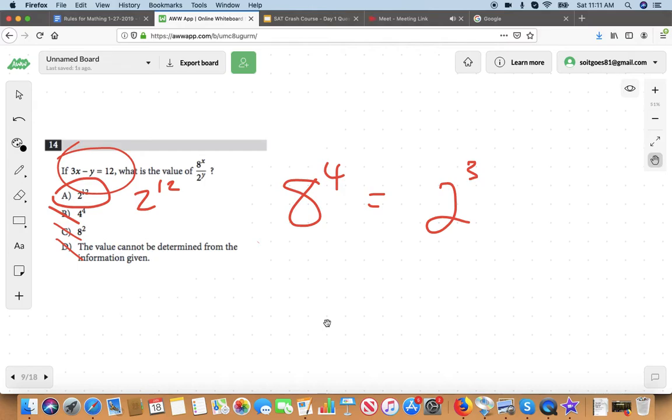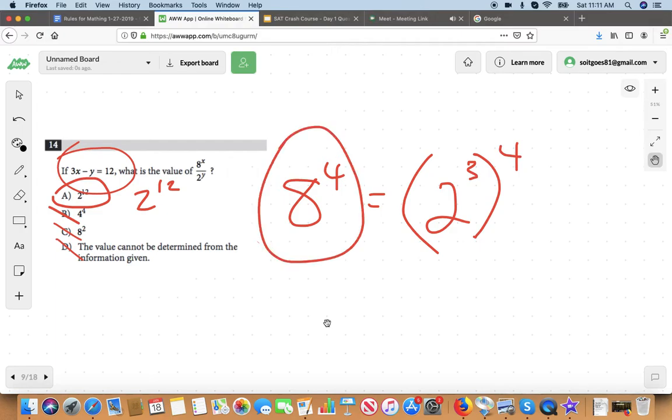2 times 2 times 2. 2 times 2 is 4, times 2 is 8. So 2 to the power of 3 is the same as 8. So 2 to the power of 3 to the power of 4 is the same as 8 to the power of 4. Those are equivalent expressions. Does that make sense?